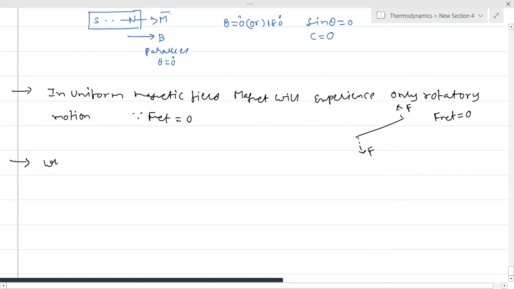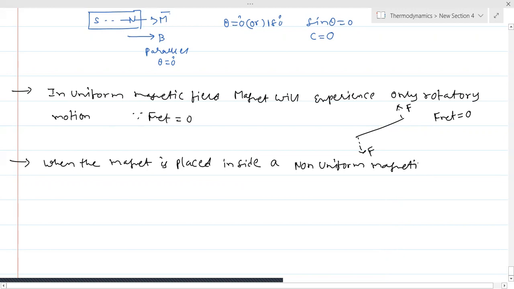But when the magnet is placed inside a non-uniform magnetic field, the magnet experiences both rotatory and translatory motion.